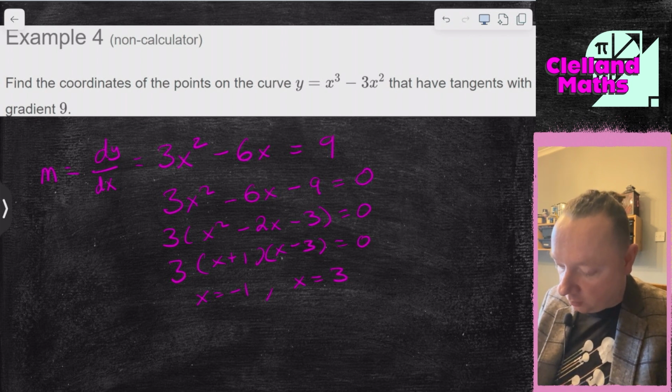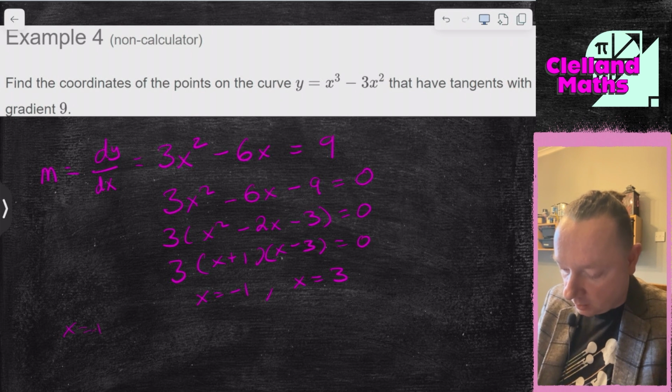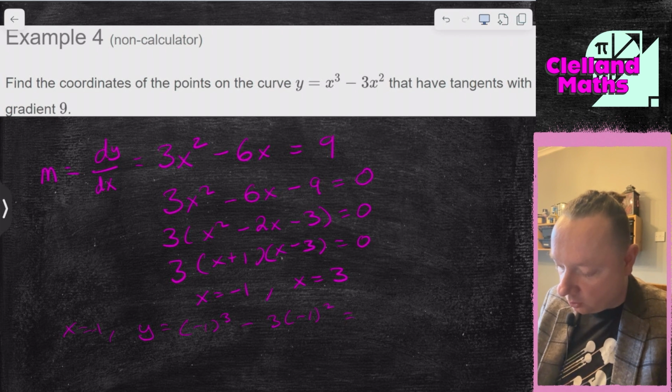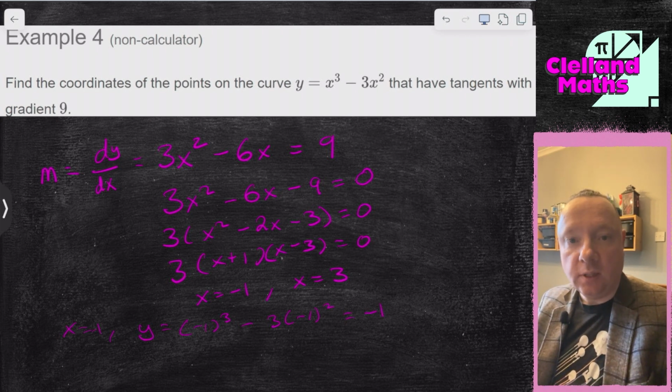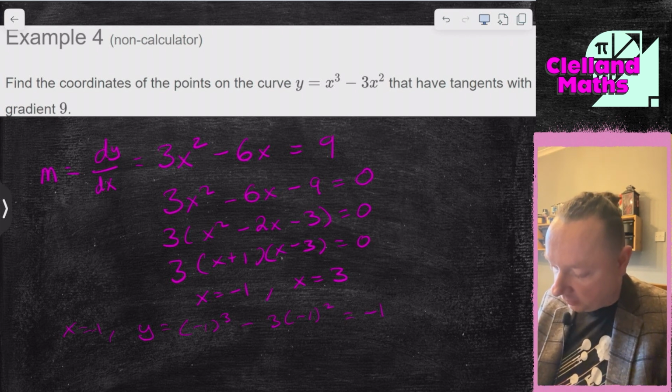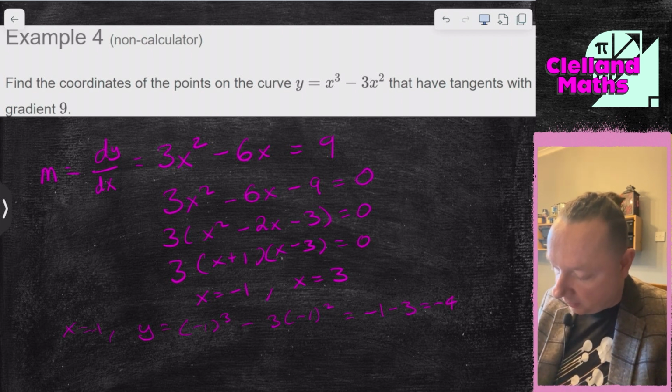Find the coordinates of the points. Well, I've got an x, I need to find a y. So when x is minus 1, y is minus 1 cubed minus 3 times minus 1 squared, which is minus 1. Minus times 1 times minus 1 is 1. 1 times 3 is 3. So that's minus 4. Our first coordinate is minus 1, minus 4.